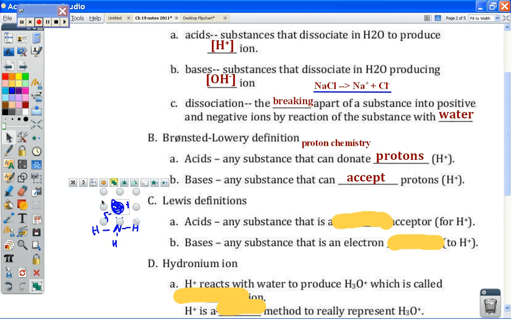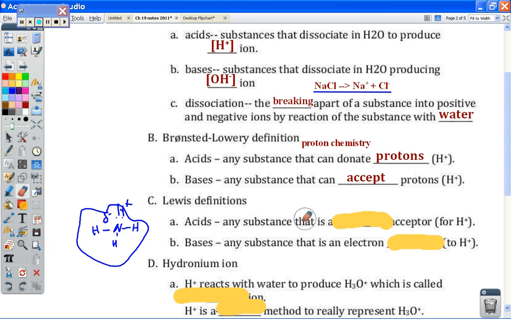And all of a sudden what you have here is, instead of this being a proton, because remember this is also a hydrogen ion, this becomes another hydrogen, and this whole thing has a +1 charge to it. And this is what happens when it accepts the proton.